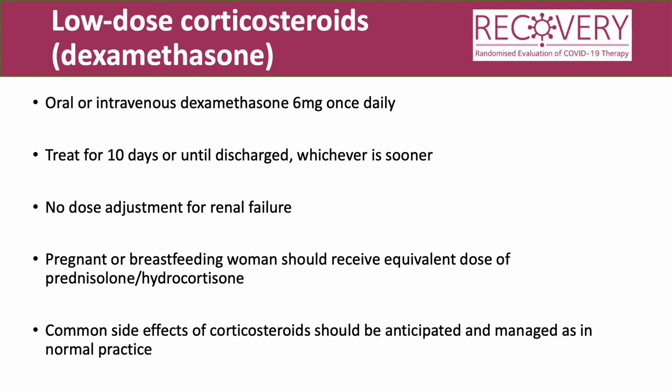The intervention is dexamethasone 6 mg once daily, given orally or intravenously for 10 days or until discharge, whichever is sooner. So unlike the antivirals, patients are not discharged on steroids. No dose adjustments needed for renal failure. Pregnant or breastfeeding women should receive an equivalent dose of a corticosteroid that doesn't readily cross the placenta, such as prednisolone or hydrocortisone. Details of this and of paediatric dosing are in the protocol.